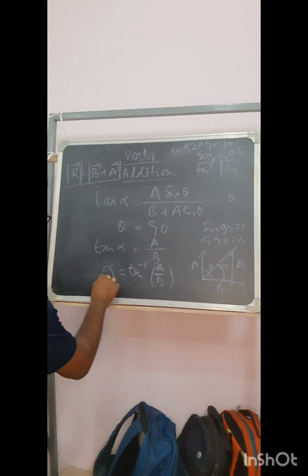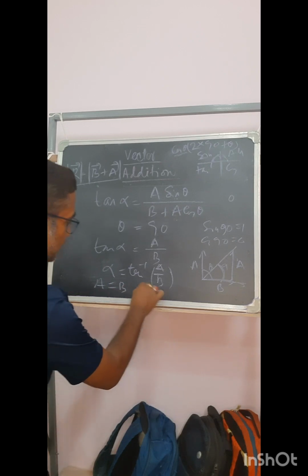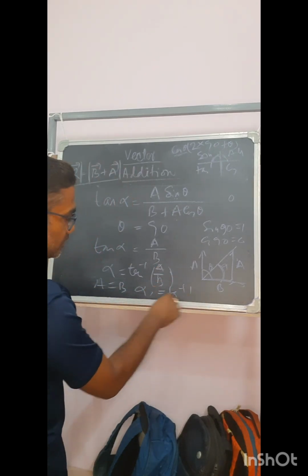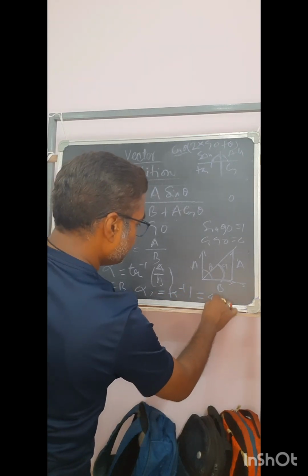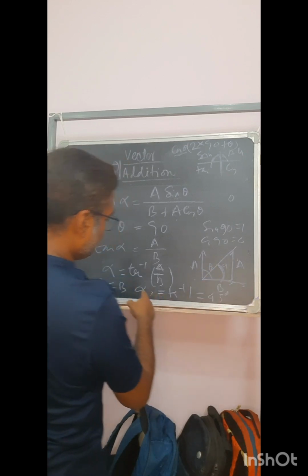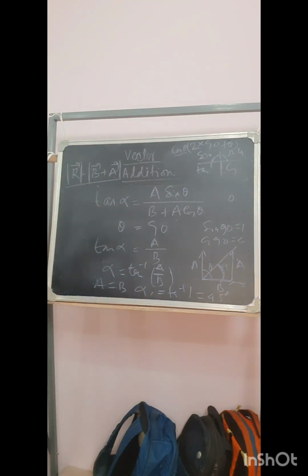And if a and b are equal, then alpha is equal to tan inverse 1, because a upon b is equal to 1. Tan inverse 1 means 45 degrees. So alpha becomes 45 degrees if a and b are equal in this formula.